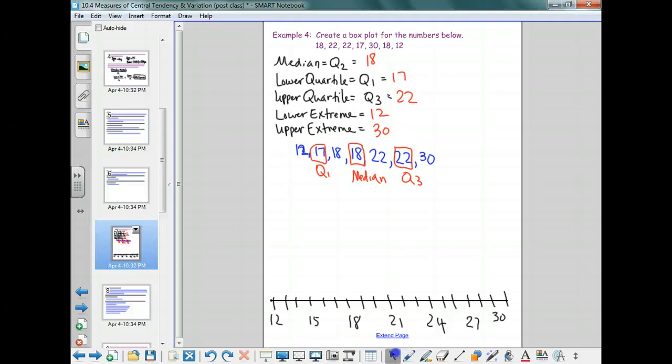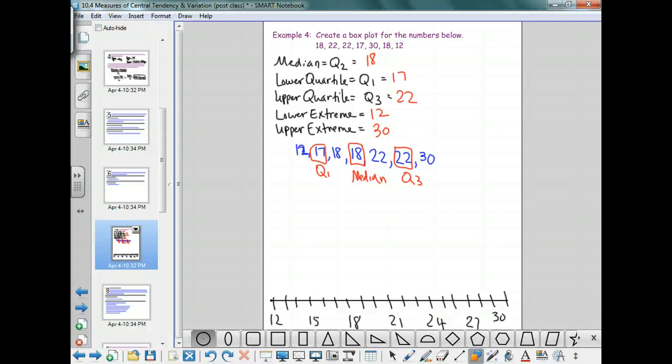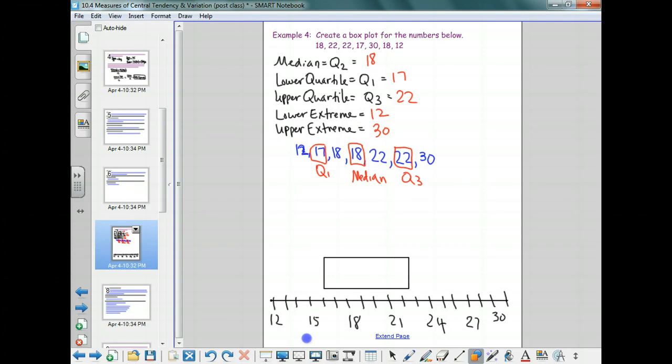All right, so here's what you do. You're going to take your pencil, and I'm going to draw a rectangle. I want a rectangle that has one of its vertical sides at the lower quartile and one at the upper quartile. So I'm going to have a rectangle that extends from 17 to 22. Okay? So 17 for me is about right here, and it's above the line. The line is just giving us some perspective is all it is. Okay, so this is Q1 over here, always, and this is always Q3 over here.